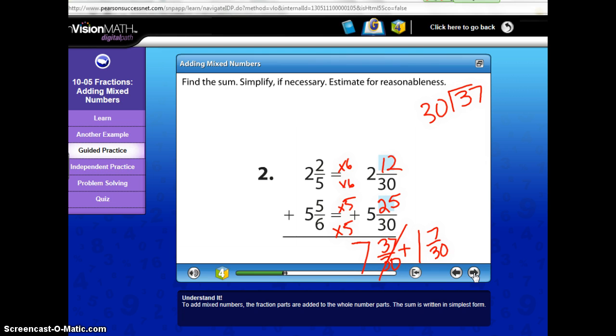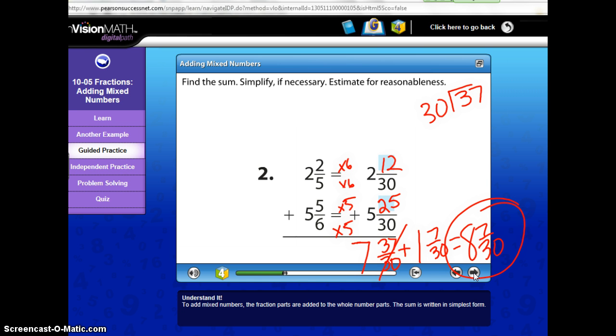Natasha? 8 and 7/30ths. Now, is that in simplest form or do we need to simplify? It is in simplest form. Our numerator, the 7, is a prime number, and as long as that 7 won't go into our denominator, we're done. Okay? Cole, do you have a question?